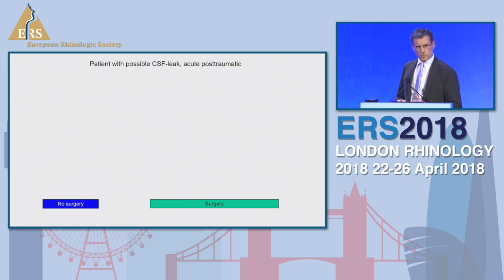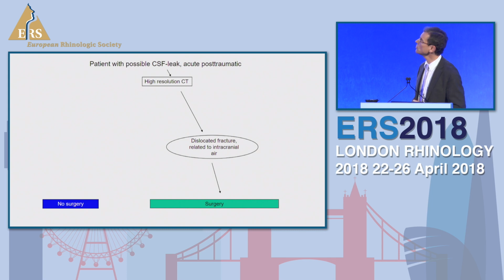So for the first group, the acute traumatic patients with a head trauma, road traffic accident or whatever, what to do first? Of course, you do a CT scan first. You start with imaging, isn't it? And usually high resolution CT, and if you find a dislocated fracture, you base your indication for surgery, of course, on that, mainly to reduce the fracture, and at the same time, if there's a leak, to close the leak. I mean, that's obvious.